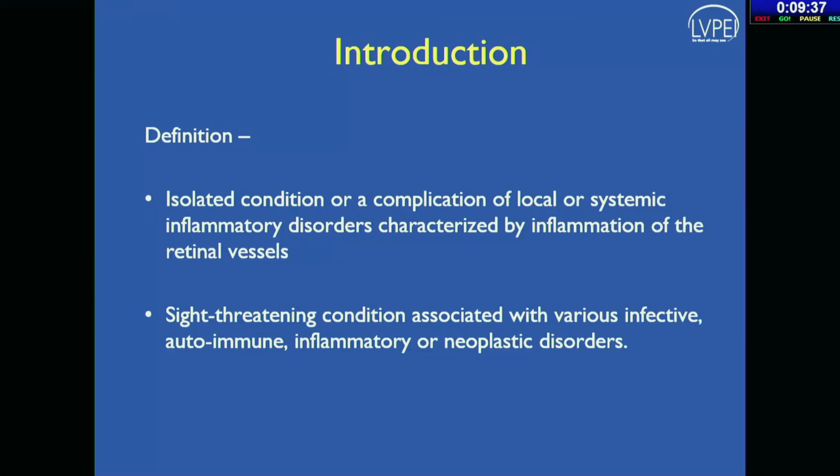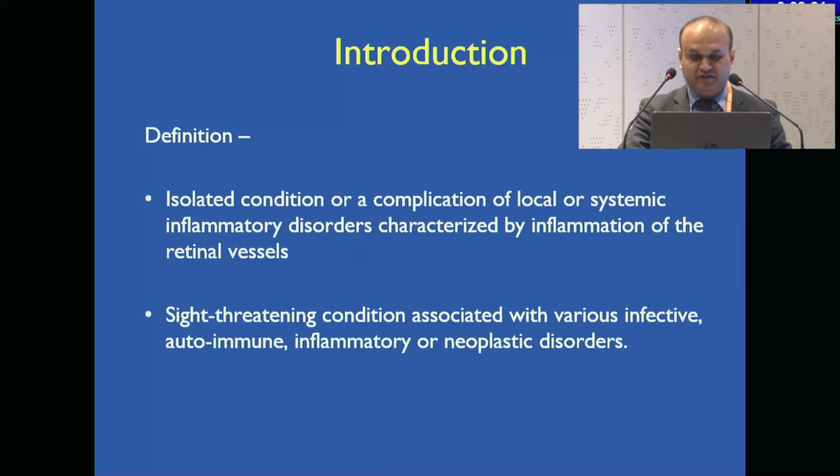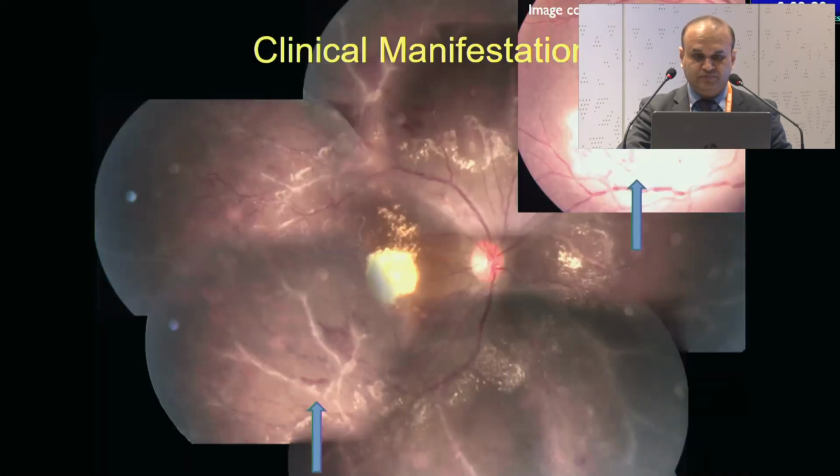Now, what do we mean by vasculitis? First of all, it's a condition or a complication of inflammatory disorders characterized by inflammation of the vessels. It can be isolated, but sometimes it can also be an association of sight-threatening complications, including various infective, autoimmune, inflammatory, or neoplastic disorders. So if you look at the clinical manifestations, how do vasculitic disorders appear in front of us? You can have various manifestations of this.